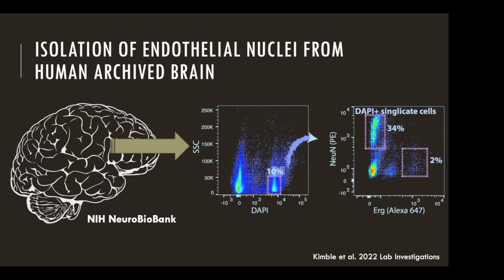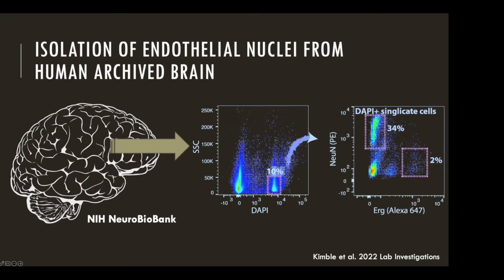And so then we did a quick experiment where we took a sample of frozen brain tissue, and after homogenizing the brain tissue, we isolated out the single nuclei by DAPI signal here. You can see that as the 10% population. And then that was split into nuclei that were stained for NeuN in one channel or ERG in another channel.